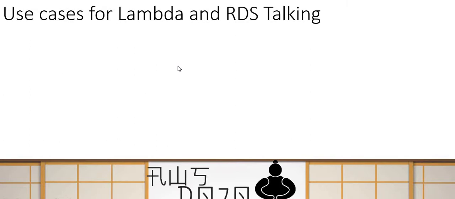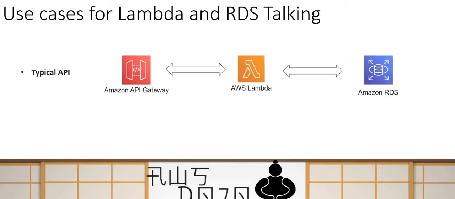So what are the use cases when Lambda will want to talk to RDS? The use cases are pretty simple and straightforward. One typical use case is that you are building an API, or it could be a web page as well, which talks to a Lambda function, and then the Lambda function talks to Amazon RDS.